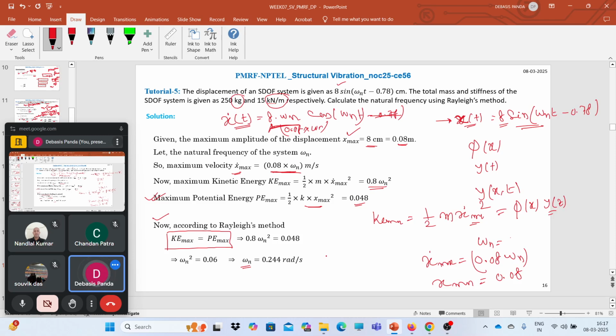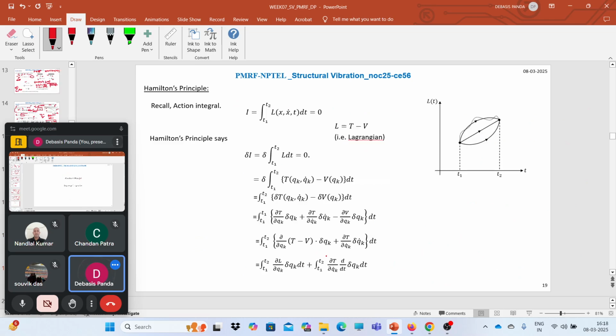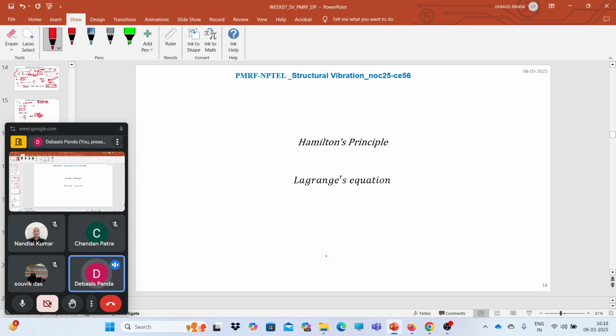So using that Rayleigh method, we have seen how to solve for a dynamic system, how to get the natural frequency of a system. It's nothing but starting with the generalized coordinate and your shape function. Then you need to calculate the maximum potential energy, the maximum kinetic energy, and you can get the corresponding value of omega. And we have solved a few examples here. Now we will move to Hamilton's principle.